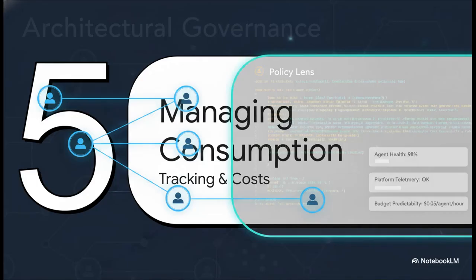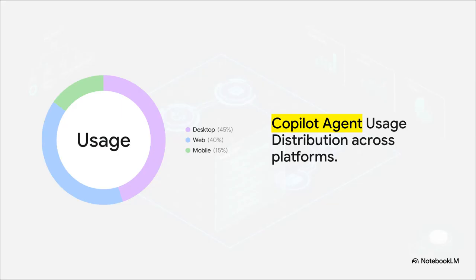Section 5. Managing Consumption and Costs. Let's shift over to our final operational pillar. You've locked down the data, and you've governed your creators. Now, you need to track agent health, monitor platform telemetry, and most importantly, keep your budget totally predictable.